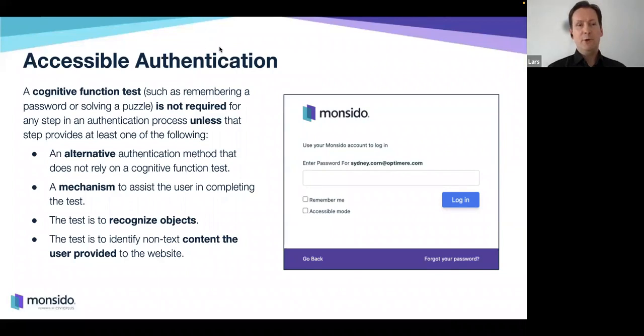So if you have something like this where there are any of these cognitive function tests, then at least you need to have some mechanisms or some alternative ways to authenticate if you have something like that.